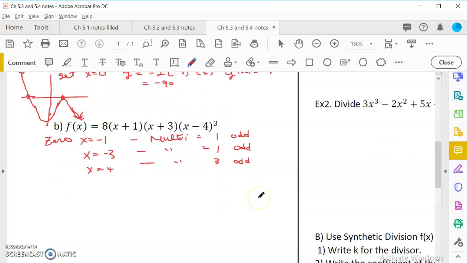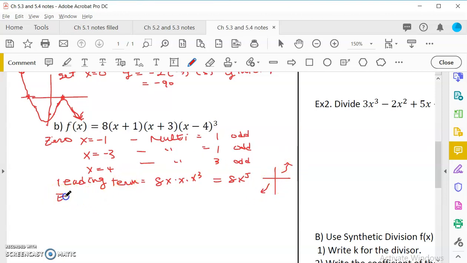Second thing is end behavior. So to do end behavior, I need a leading term. Because these are all factors, we need to multiply it out. So it's 8x times x times x cubed. So that would be 8x to the 5th. Odd power, positive. So that means the end behavior is like this: drop on the left, rise on the right.